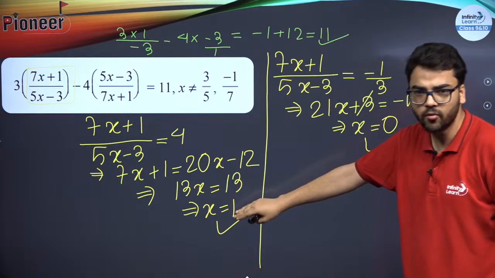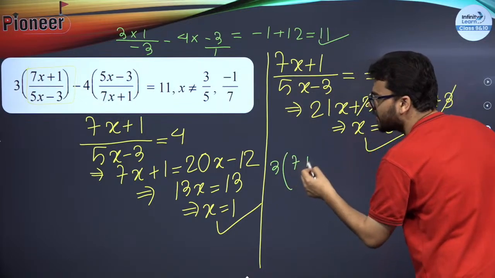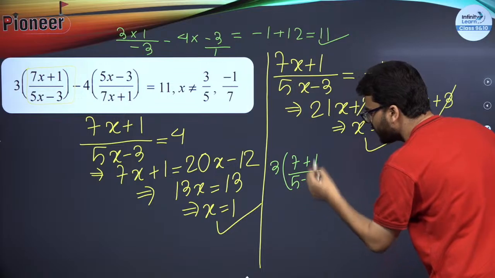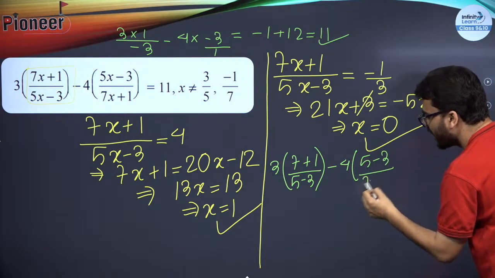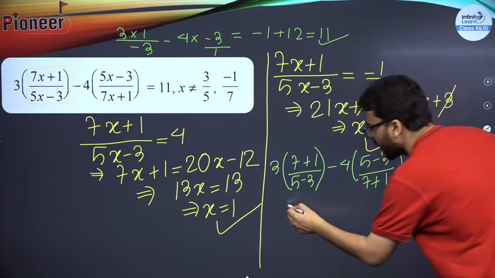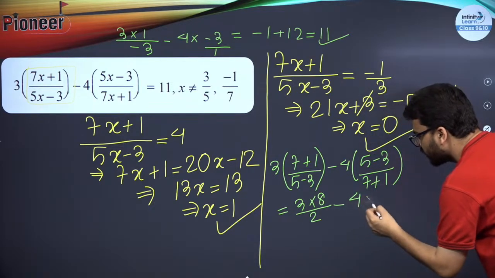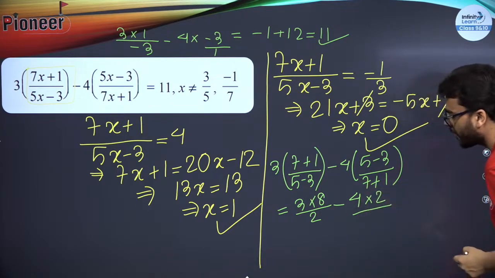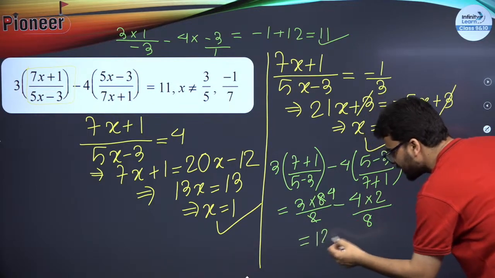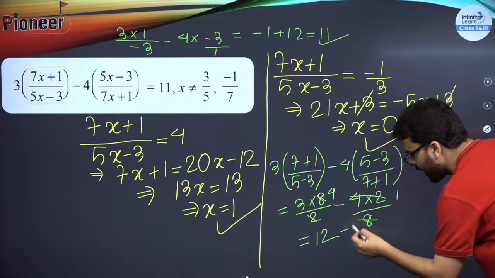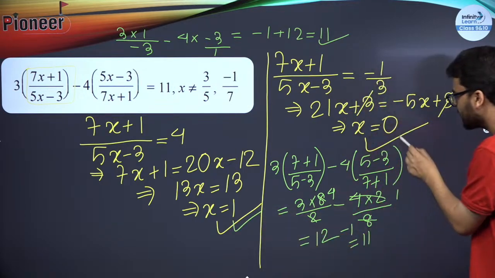Now let's check whether x is equal to 1 is correct or not. We put x is equal to 1 in that equation. 7 ones are 7, 7 plus 1 is 8, and 5 minus 3 is 2. So we get 3 into 8 by 2, minus 4, and 2 by 8. 4 3s are 12, 4 2s are 8, so 12 minus 1 is 11. So what does it mean? Our answer is correct. x is equal to 1 and x is equal to 0 are correct.